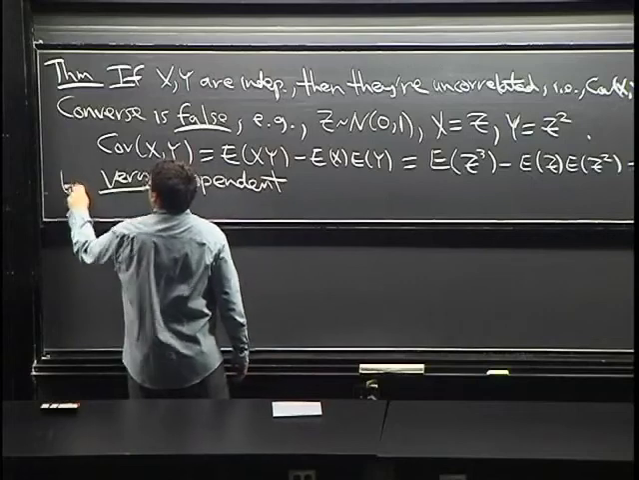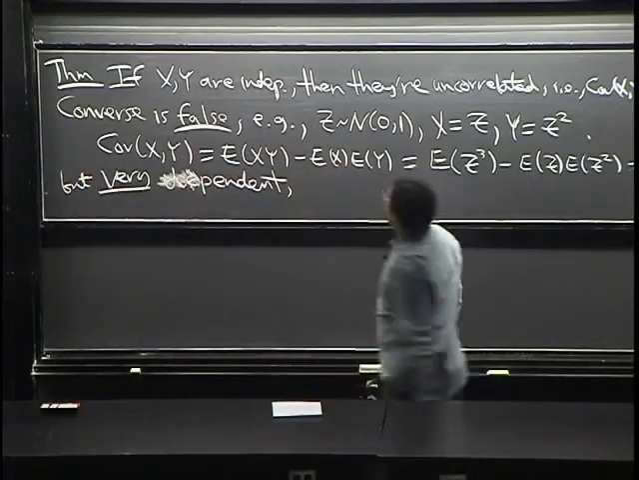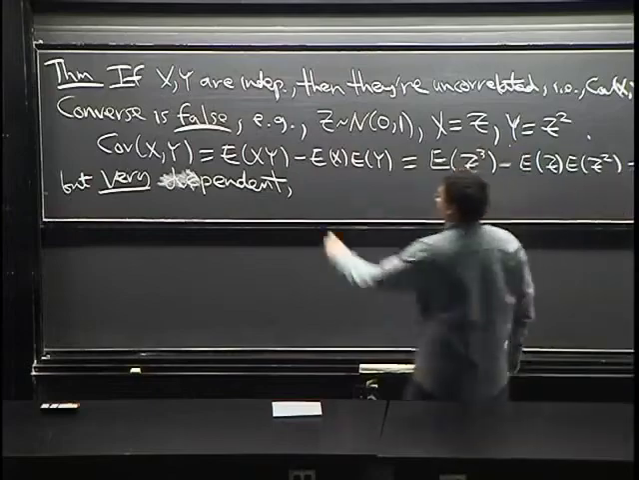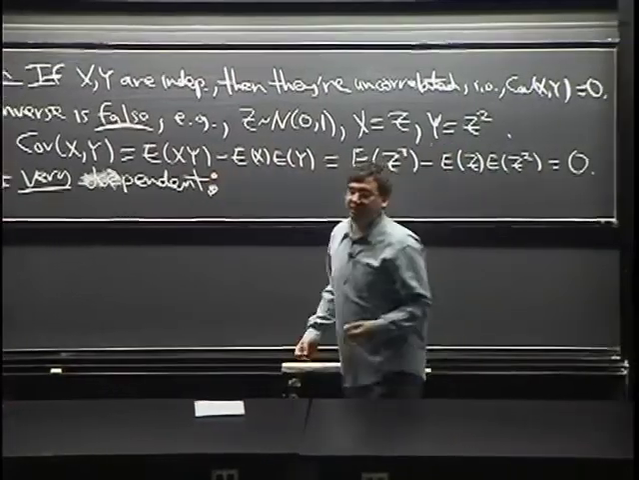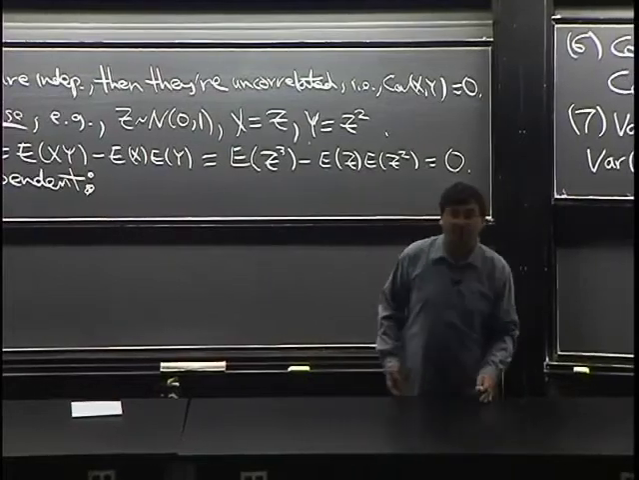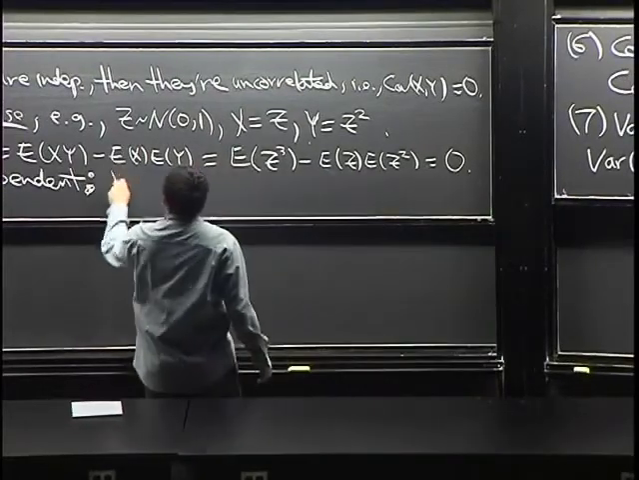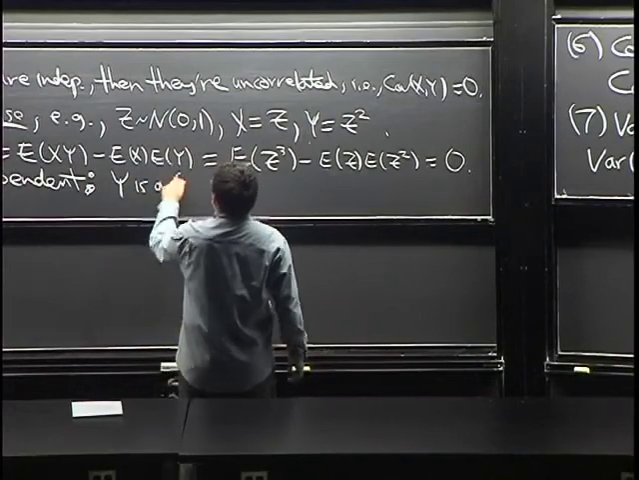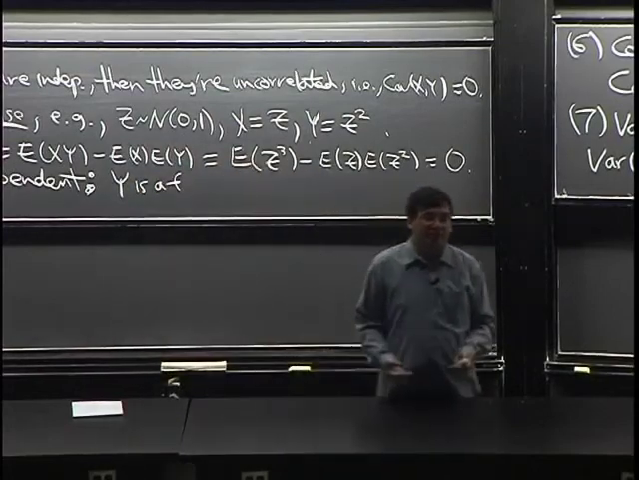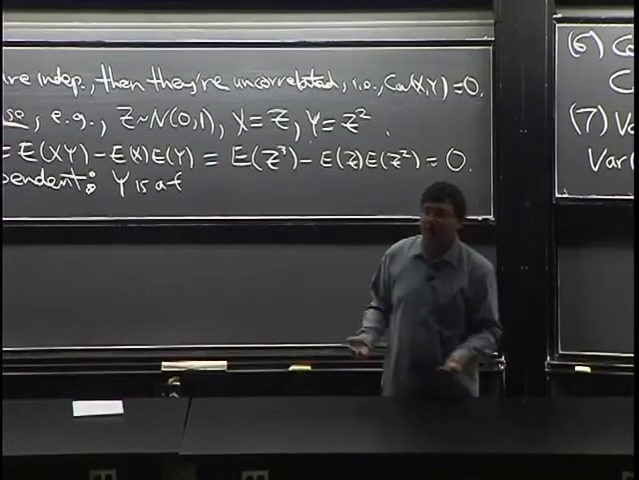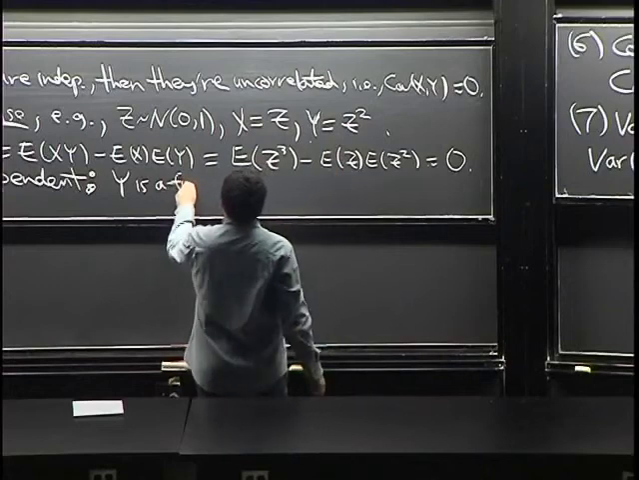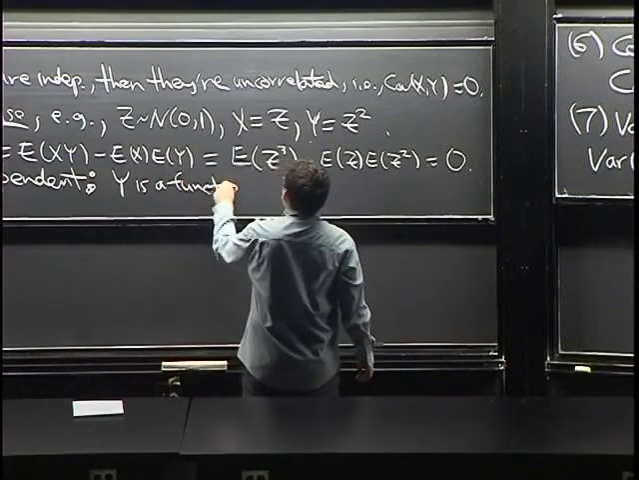So they're very dependent. In fact, Y is a function of X. So they're extremely dependent. If you know X, you know Y, complete information. So Y is actually a function of X. Dependent just means there's some information, right? It doesn't have to be complete information. In this case, if we know X, we have complete information about Y.